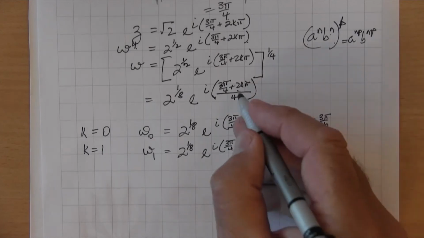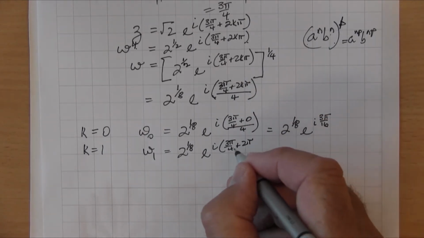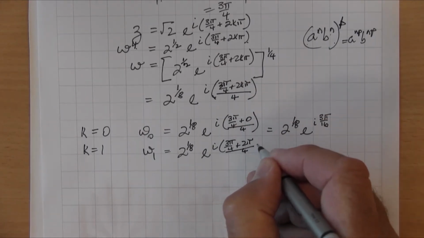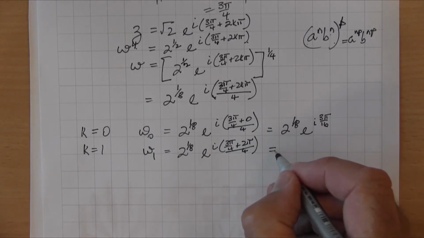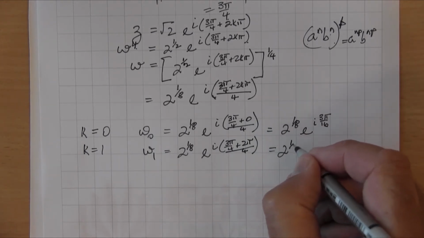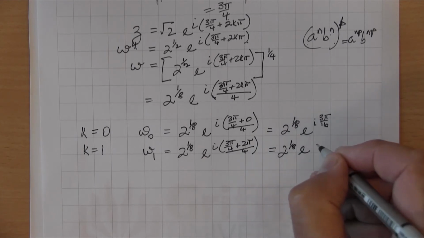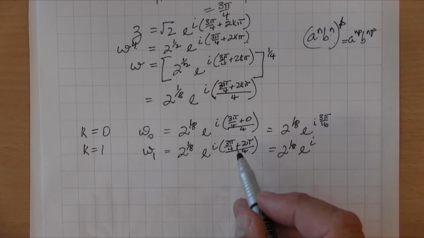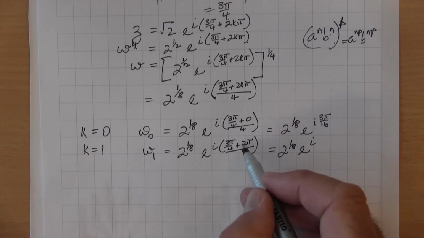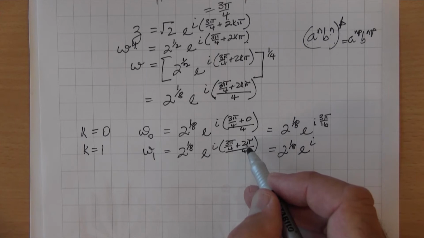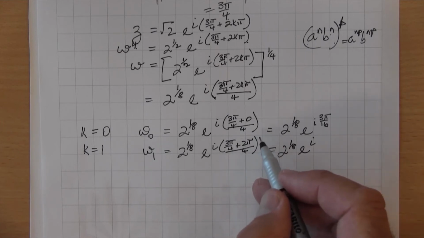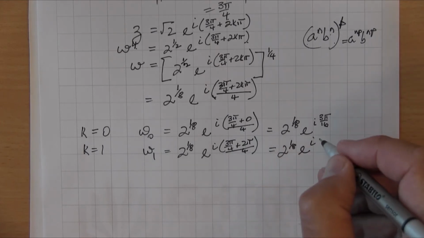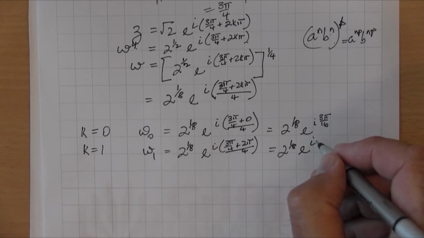w1 equals 2 to the power of 1/8 e to the i outside of 3 pi on 4 plus, now k is equal to 1, so that'll be 2 pi, and this will be all over 4, equals 2 to the power of 1/8 e to the i, a little bit tricky here, 3 pi on 4. Now 2 pi is 8 pi on 4, so 8 pi on 4 plus 3 pi on 4 is 11 pi on 4, and then you've got to divide that by 4, so it'll be 11 pi on 16.